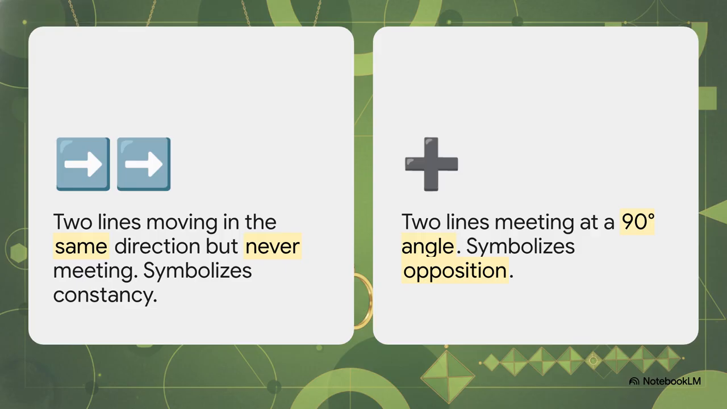And check this out. Just changing how two lines relate to each other completely flips their meaning. You've got parallel lines, right? Moving in sync forever, but never touching. That just screams constancy, doesn't it? Then you have perpendicular lines crashing into each other at a hard right angle. That's conflict, structure, opposition. It's a totally different story.